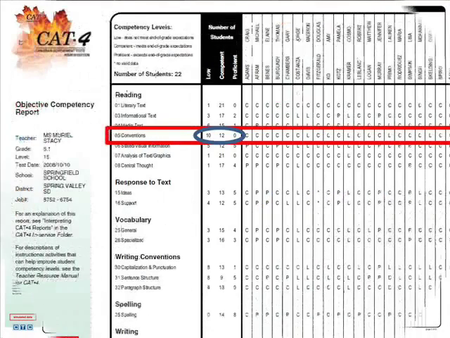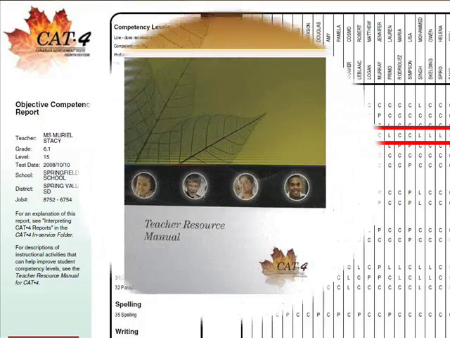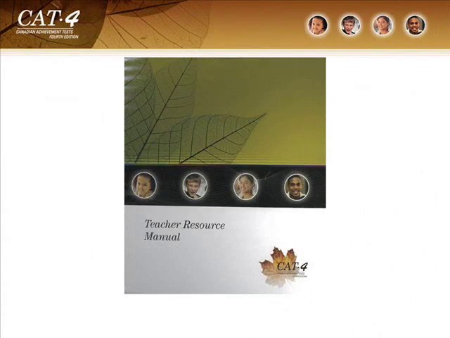Upon closer inspection, we can see that almost half of these students ranked low in conventions as they pertain to reading. This may be a learning objective that a teacher sees mirrored in his or her own assessments and observations. In order to formulate an action plan around conventions that apply to reading, we can use the CAT4 Teacher Resource Manual to help us identify activities and exercises that may help our students.